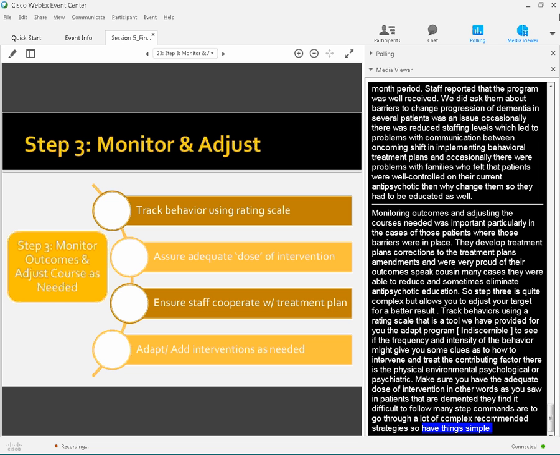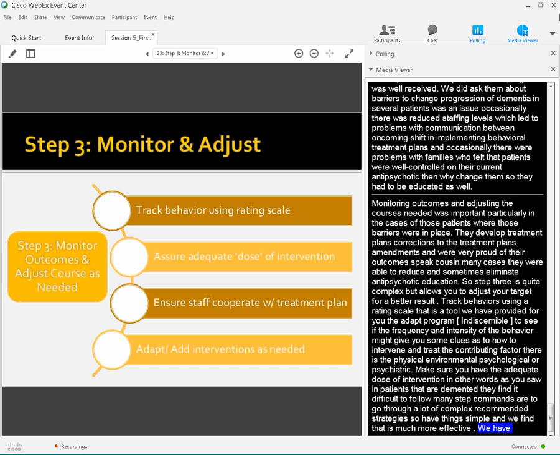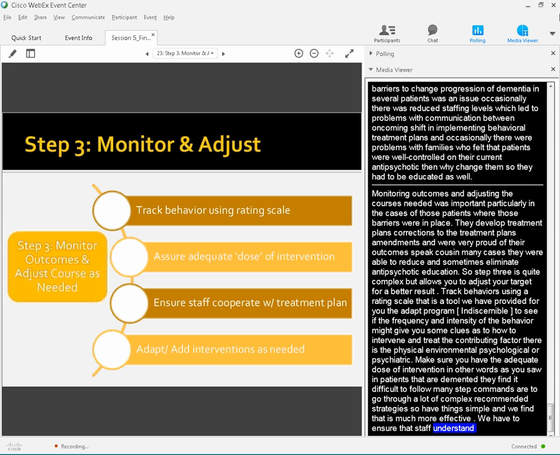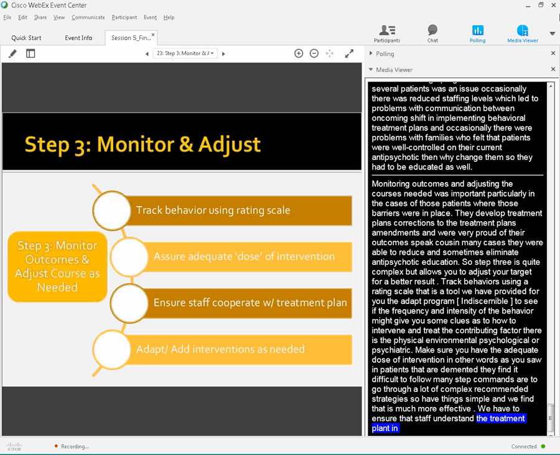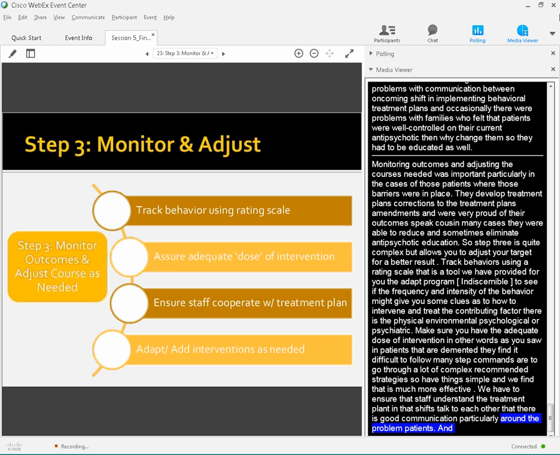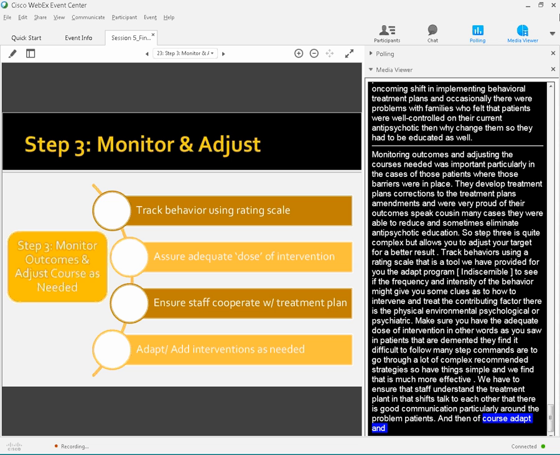We have to ensure that staff completely understand the treatment plan and that the shifts talk to each other, that there's good communication, particularly around the problem of patients. And then, of course, adapt and add newer interventions as needed, or perhaps as new information is provided by family members, other shifts, or perhaps the patient themselves.